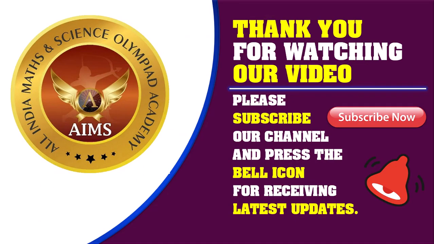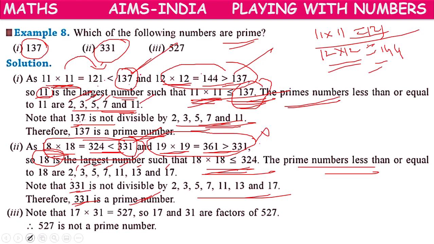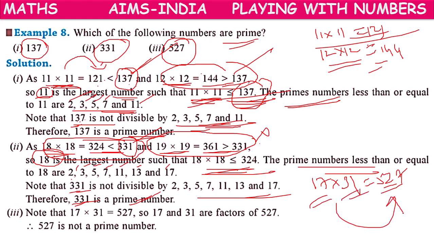Like that we can do, children. Or this 527. We can write 527 as 17 into 31 equals 527. This 17 and 31 are factors of 527. But a prime number should have only 1 and that number, 1 and 527, as factors. Here we have other numbers also, so it is not a prime number.